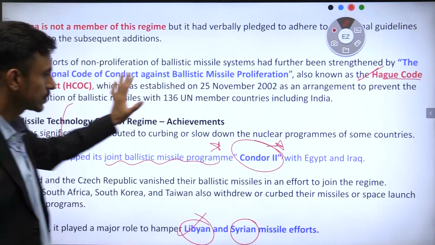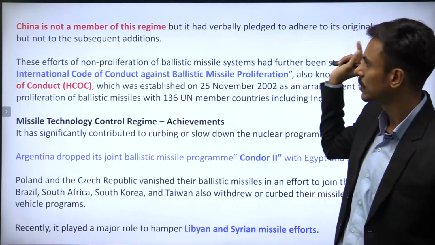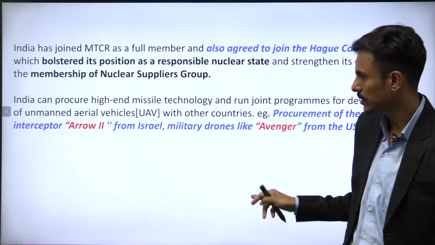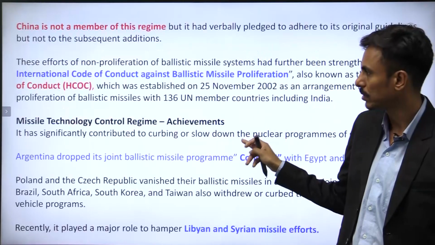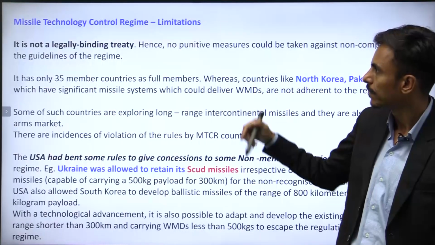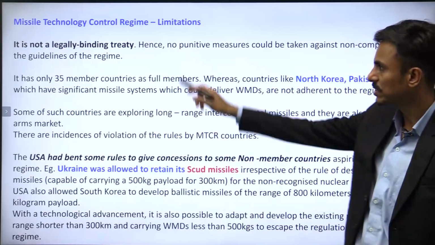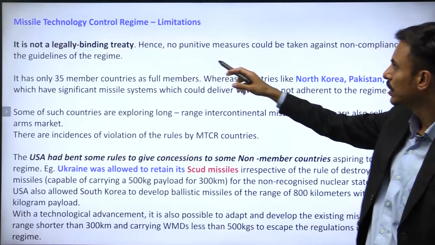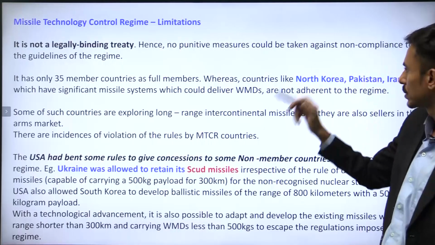So guys, in this sense, the MTCR is actually a regulating agency. Although it is not a binding agency, it is not a treaty, and it does not impose legal obligations, it does regulate things, right? Now there are limitations on the MTCR. First, definitely, it is not a legally binding treaty, hence no punitive measures could be taken against non-compliance, right?